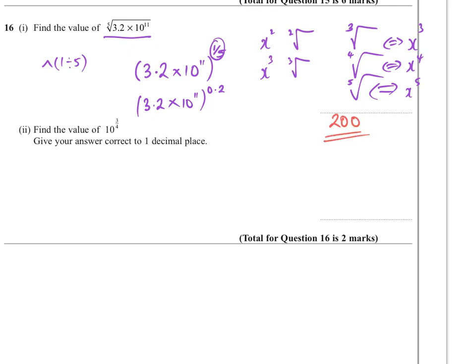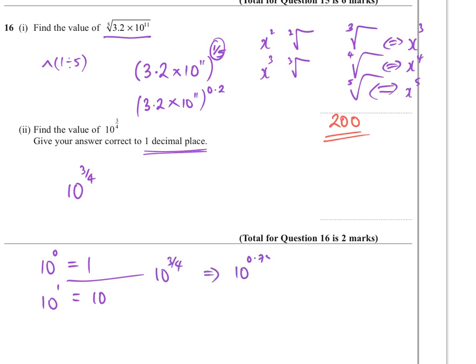Part 2 says find the value of 10 to the power 3/4 to 1 decimal place. Well, we know that 10 to the power 0 is 1, and 10 to the power 1 is 10, and so 10 to the power 3/4, which is the same as 10 to the power 0.75, will lie between 1 and 10. So we know that for sure, just in case we make a mistake.